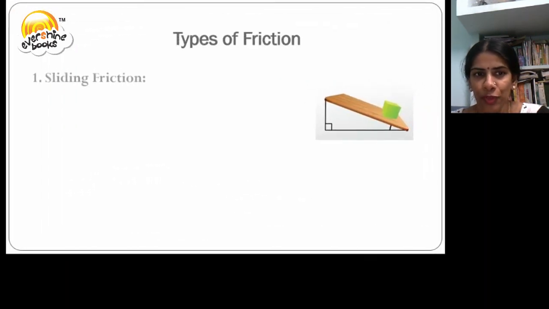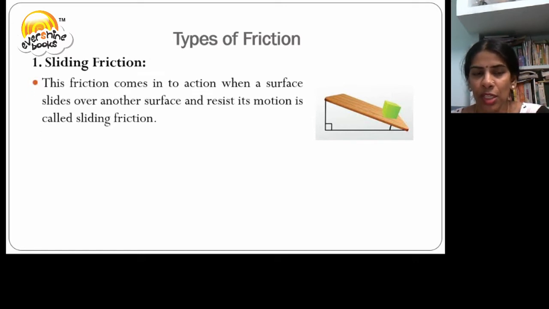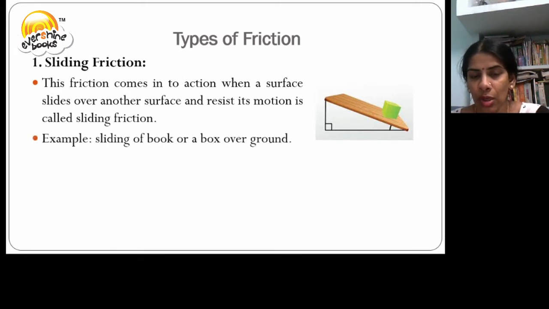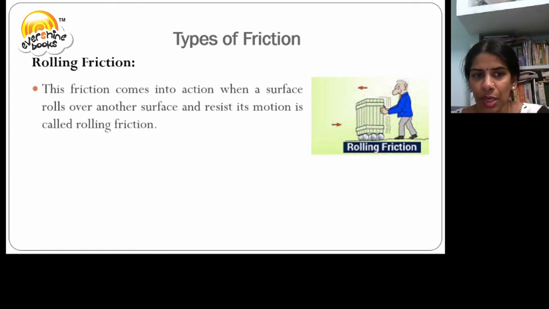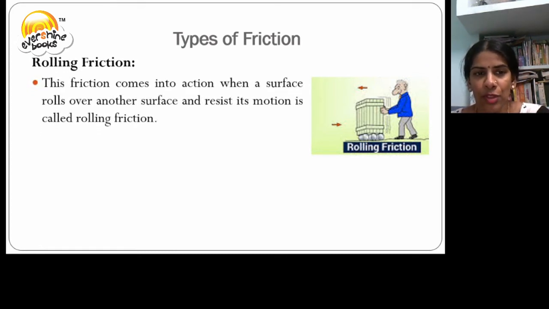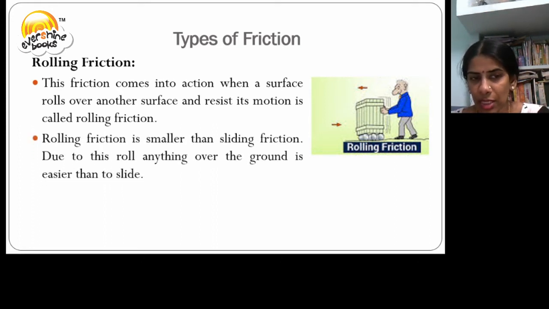What are the different types of friction? Sliding friction. This friction comes into action when a surface slides over another surface and resists its motion. When a book or a box slides over the ground, we call it sliding friction. The next friction is rolling friction, which comes into action when a surface rolls over another surface and resists its motion. Rolling friction is always smaller than sliding friction. Due to this, rolling anything over the ground is easier than sliding.